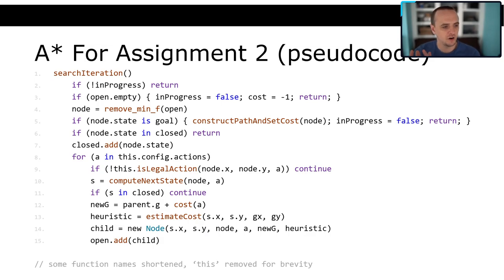But basically what I'm showing you is what your assignment 2's search iteration function should look like. You just have to take the stuff here that's not literal JavaScript and convert it into JavaScript. And the reason I'm giving you this is because the A star part of assignment 2 is by far the least amount of work of assignment 2.